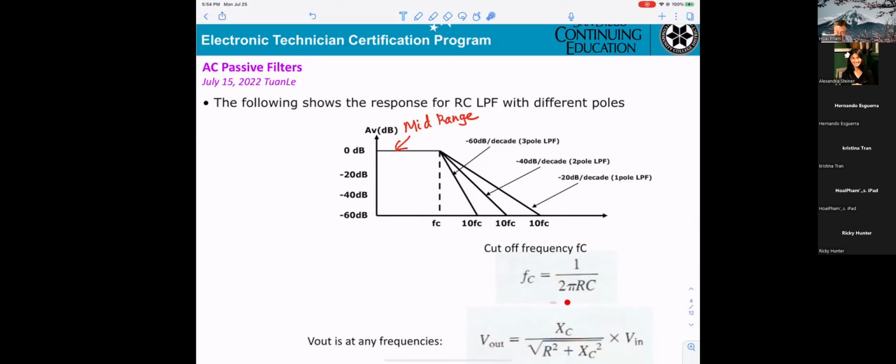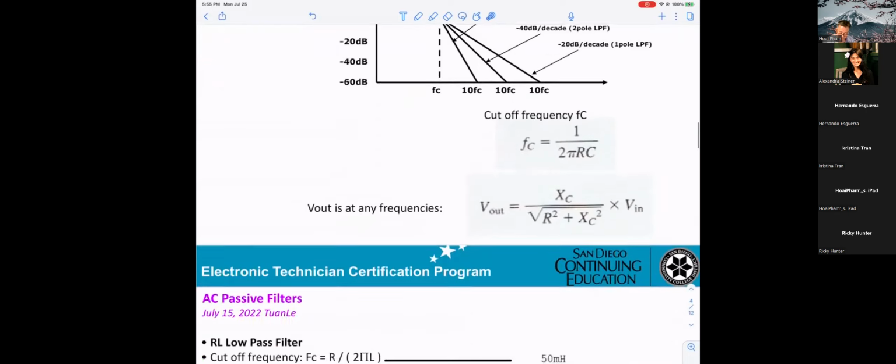And this is the formula. Make sure, if you want to calculate the cutoff frequency, 1/2 pi RC. If you want to calculate the VR at any frequency, you can use this formula. But normally, we don't need to calculate at any frequency. The thing is, you want the output easy. You don't need to do calculation, you run simulation. It can give you the output at any frequency. So we don't need this formula, but I still show it here for you.